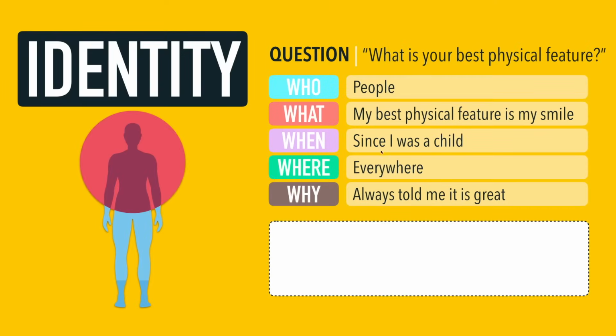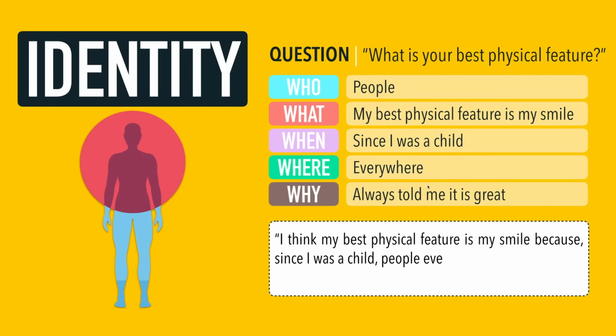All right. So we continue. Since I was a child, where? Everywhere. Why? Always told me it is great. So I think my best physical feature is my smile because since I was a child, people everywhere have always told me it is great.